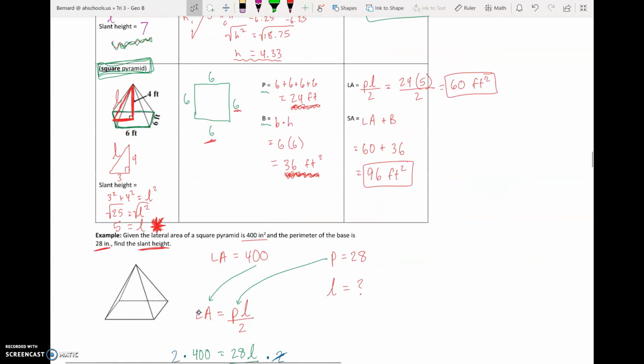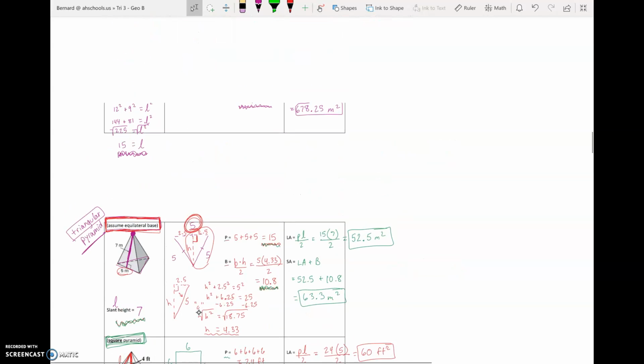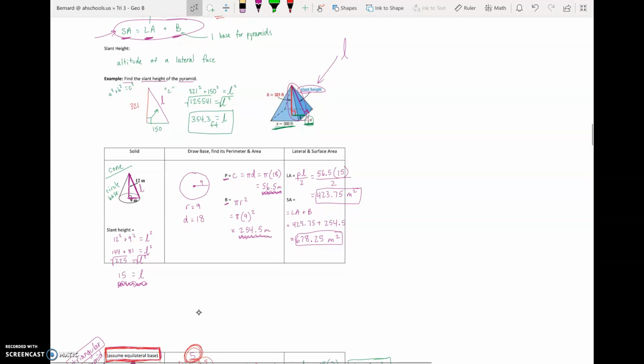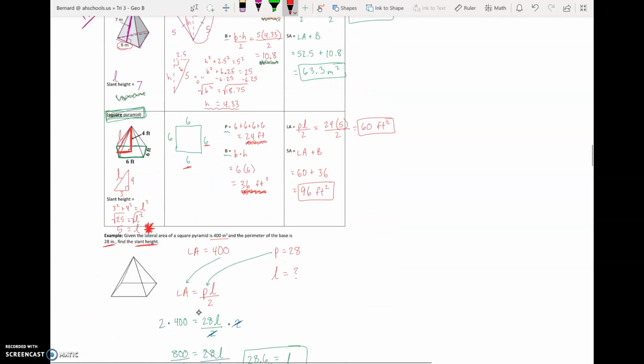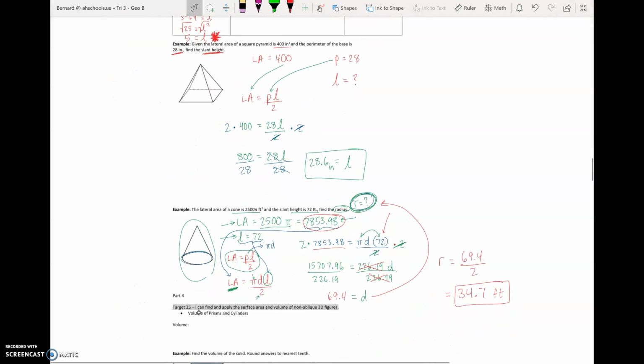So we showed you how to find surface area of pyramids and cones, and we worked forwards with these 3 problems. Remember the slant height deal, very, very important. And then we also worked backwards to find radius or slant height, whatever the missing information would be.